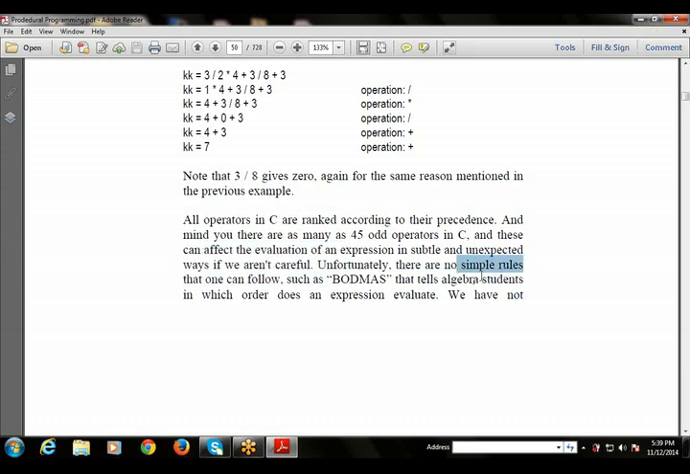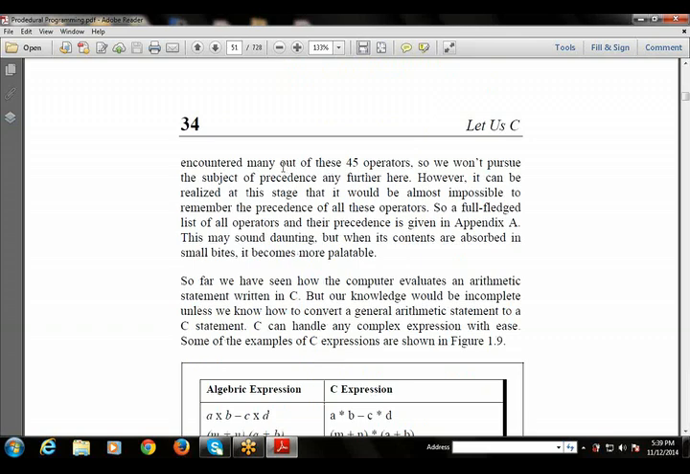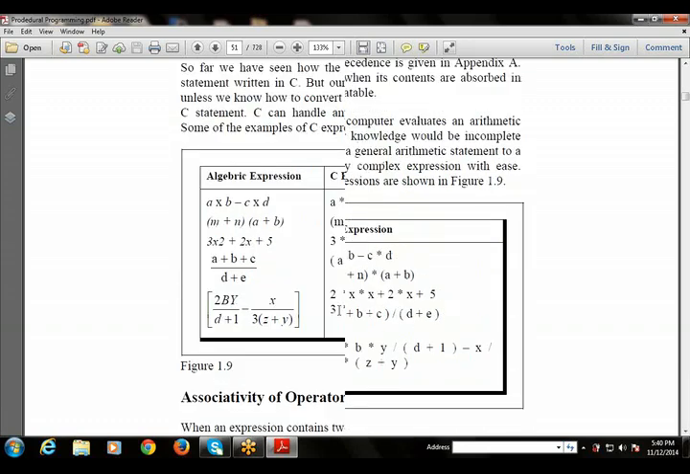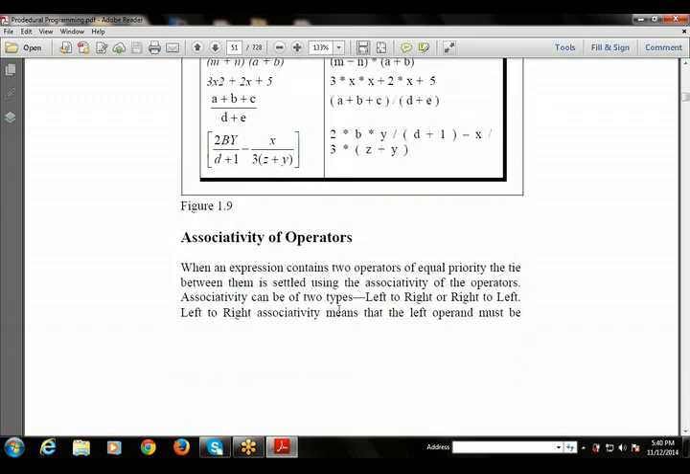Unfortunately, there are no simple rules, such as BODMAS in algebra, that tell in which way the expression will be evaluated. We have not encountered many of these 45 operators, so we won't pursue the subject of precedence any further here. However, it can be realized at this stage that it would be almost impossible to remember the precedence of all these operators. So a full-fledged list of operators and their precedence is provided in Appendix A, at the end of the session.